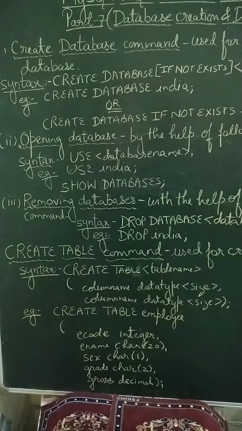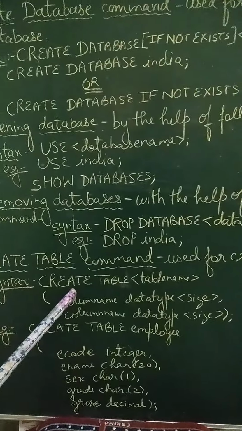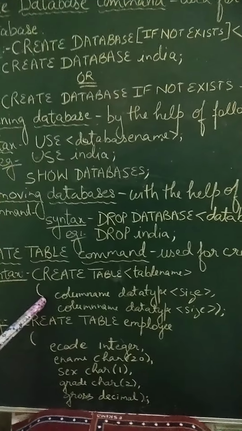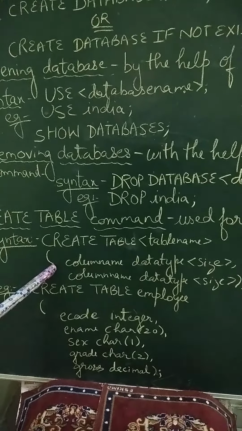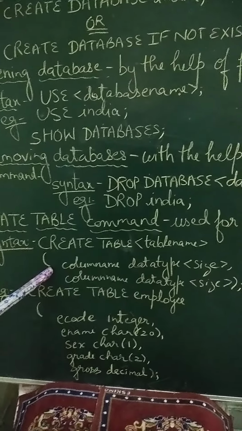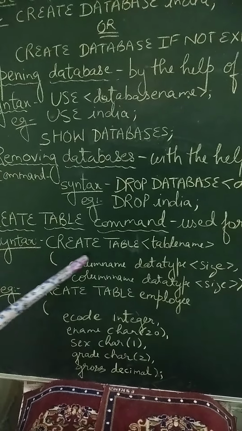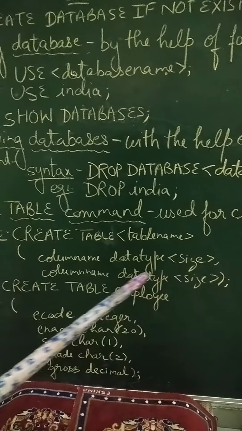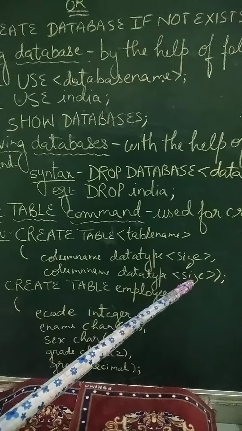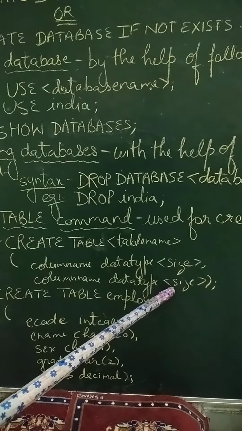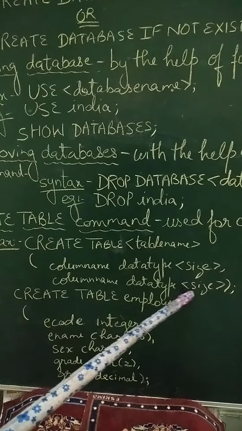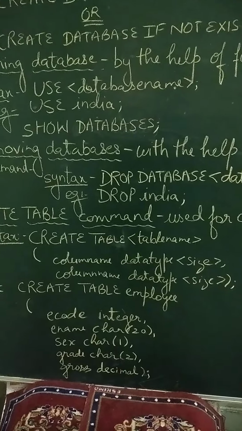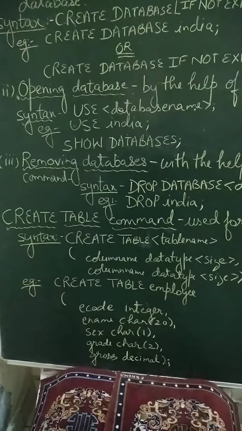The syntax of the create table command is create table, table name. After that, circular braces, like a function, that means in the manner in which we have used the function. Column name, data type, size if it is mentioned. Next column name, data type, its size. In a similar manner, we can declare any number of columns, followed by a semicolon. We can understand it with the help of the following example.